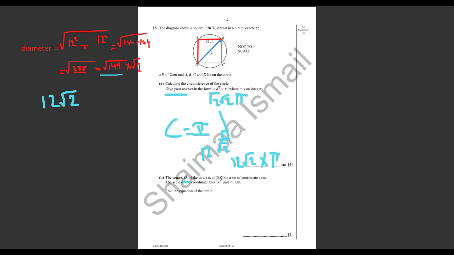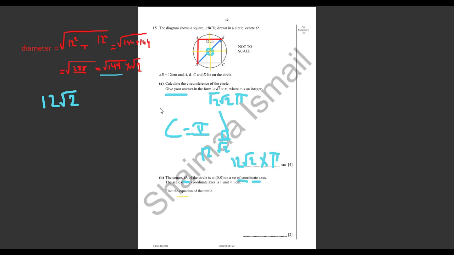Okay, the center of the circle is on a set of coordinate axes, so it has an x-axis and a y-axis. Okay, so find the equation. As I said, he will ask about the equation. So it's easy to get the equation.